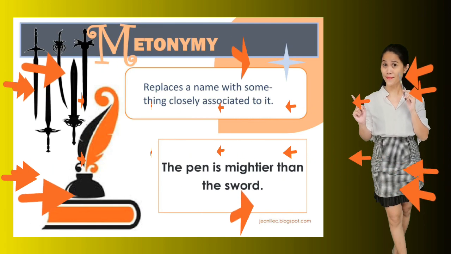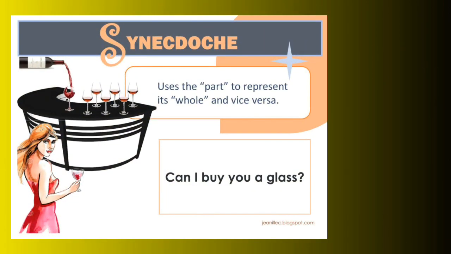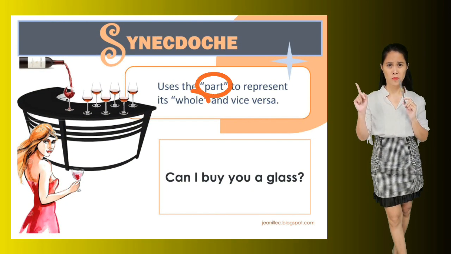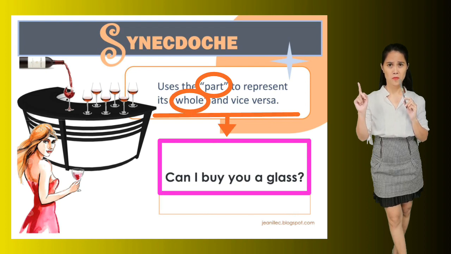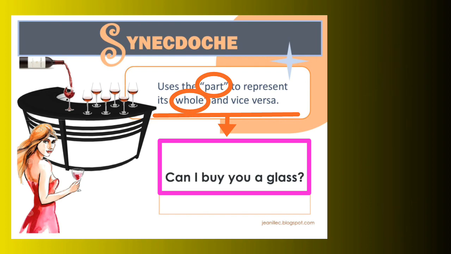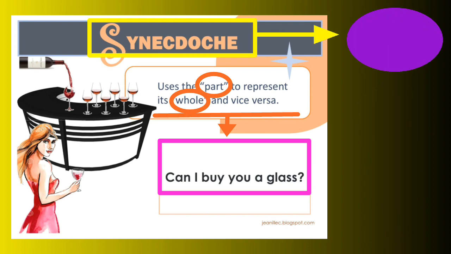and unending chaos. Synecdoche. It uses the part to represent its whole and vice versa. Can I buy you a glass? Synecdoche is another form of symbolism, however, it is more specific. It uses the part to represent the whole, and in some cases, the whole to represent the part. In the statement, "Can I buy you a glass?"